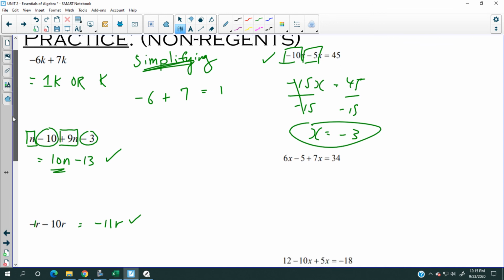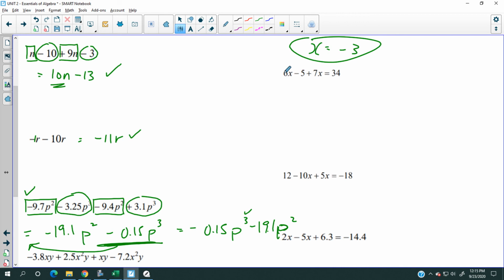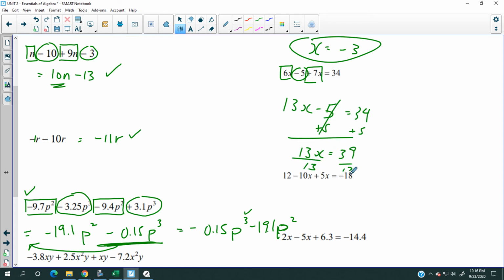All right, let's do one more. Combine like terms, find the same family first. So 6x plus 7x is 13x minus 5 equals 34. Plus 5 cancels out, bring down 13x equals 39, divided by 13. X is 3, and that's it.